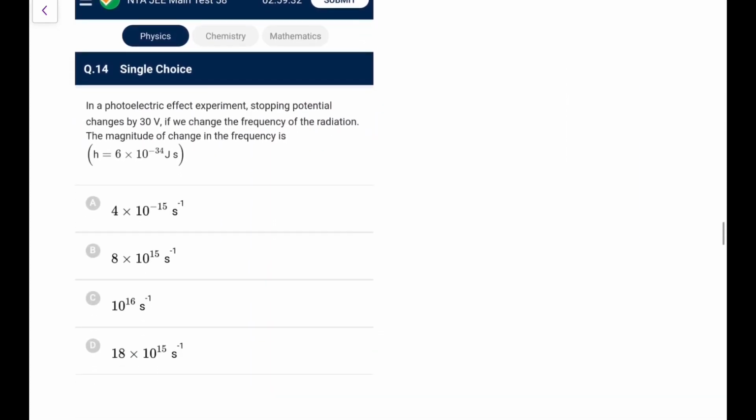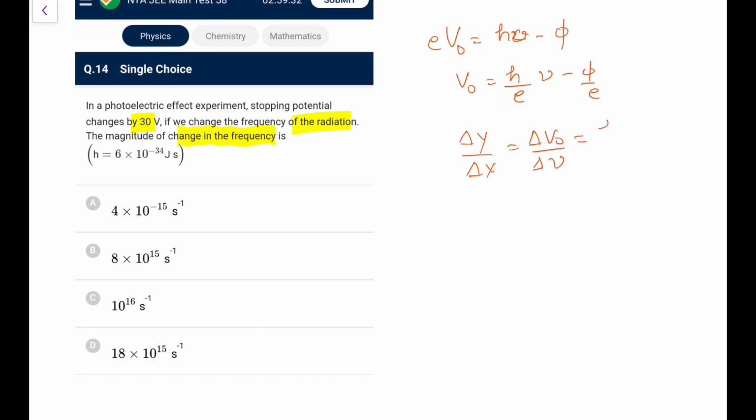Next one, 14th example. In a photoelectric effect experiment, stopping potential changes by 30 if we change the frequency of the radiation. The magnitude of the change in the frequency is, okay, so let's find it out. What we know, eV naught is equal to h nu minus phi. That is what we write. So V naught is h by e nu minus phi by e. So y equals mx plus c. So I can directly write delta y by delta x. Here it becomes delta V naught by delta nu. That will always be equal to h by e. Delta y equals m delta x. So I can write it like this.